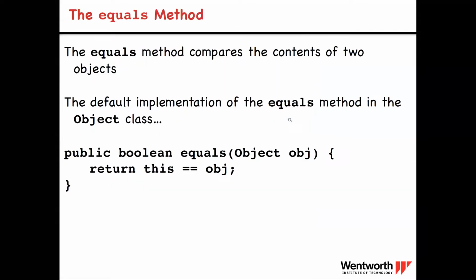All right, so the last thing we're going to do is deal with the equals method. It compares the contents of two objects. You've used it before with strings. So to compare two strings, the contents of two strings, use the .equals method. There is a default implementation. Object has an equals method, and it looks exactly like this. It's just return this == object. That's all it does.